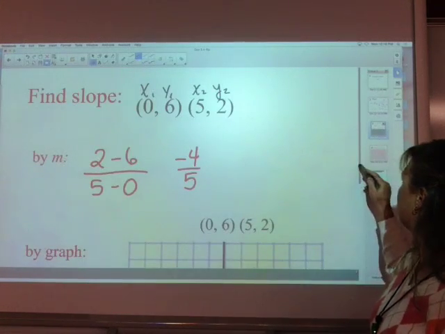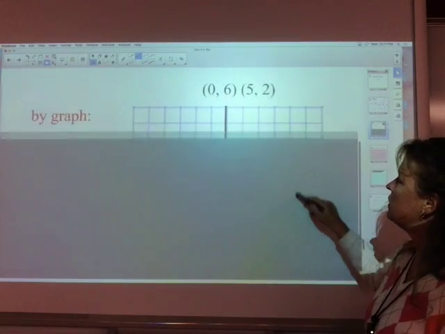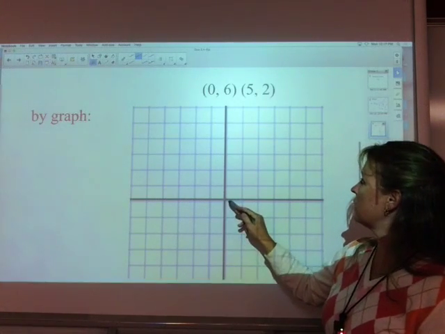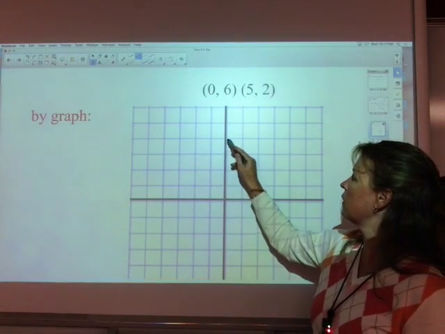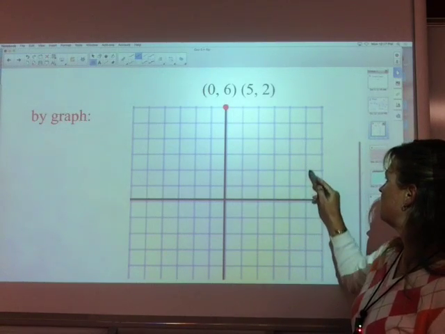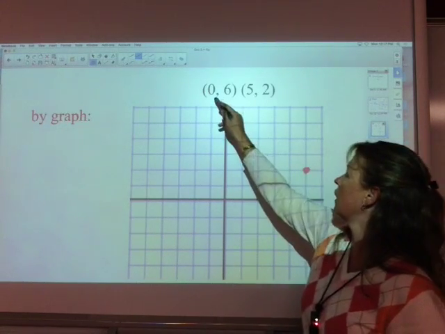Okay, if you want to find it by graph, 0, 6, 5, 2, you would graph them. Over 0, up 6, 1, 2, 3, 4, 5, 6. Over 5, up 2. There's your line.